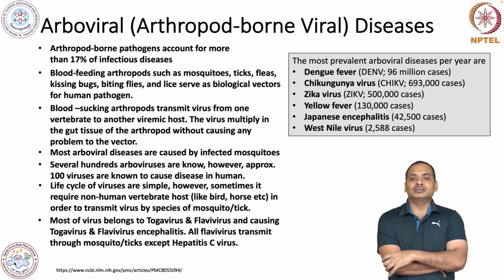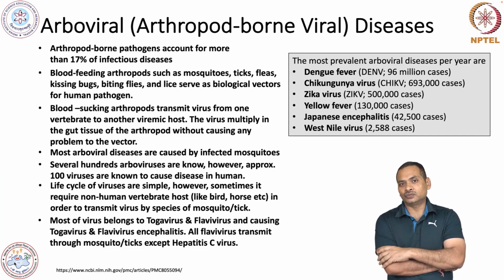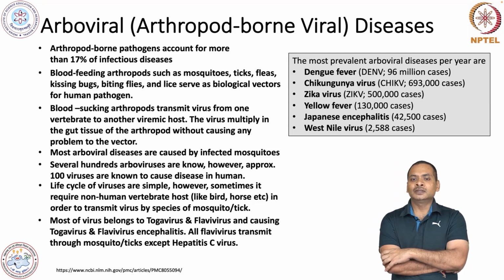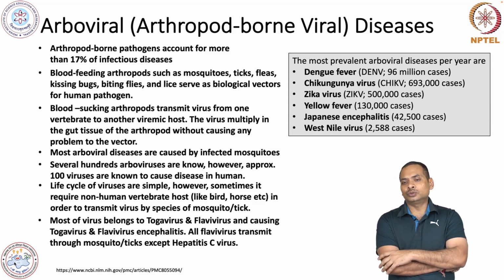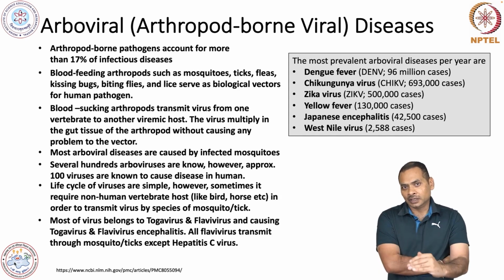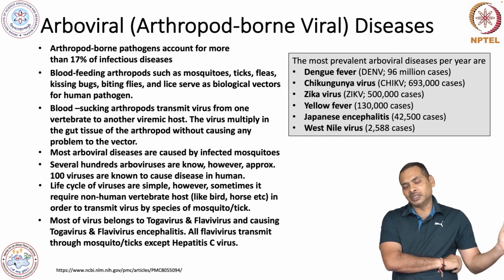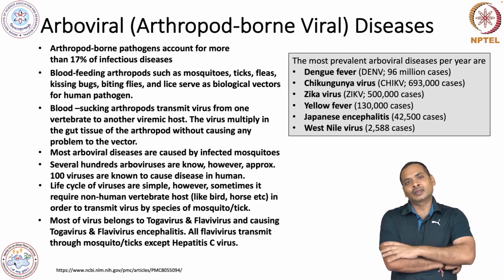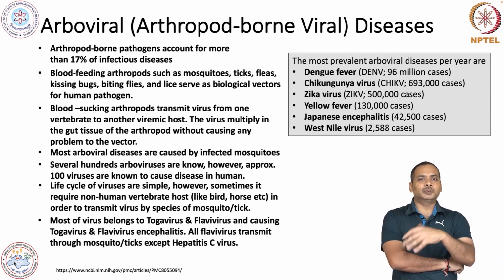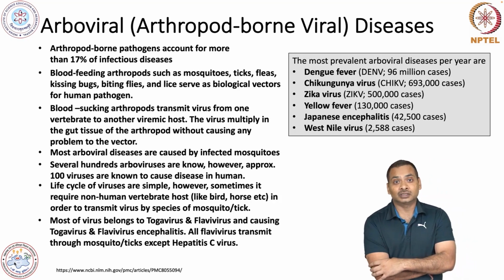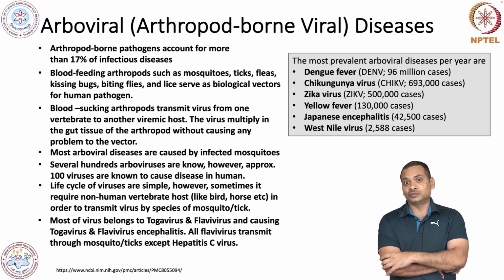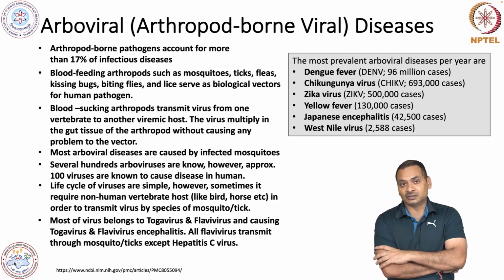Zika virus, about 5 lakh people get infected. Yellow fever, that is 130,000. Japanese encephalitis, about 42,500 cases. West Nile virus, this is also 2,588, and it has been increasing for some time. This virus also jumped from another species to the human, and now it is causing a reasonably good amount of disease and fatality.